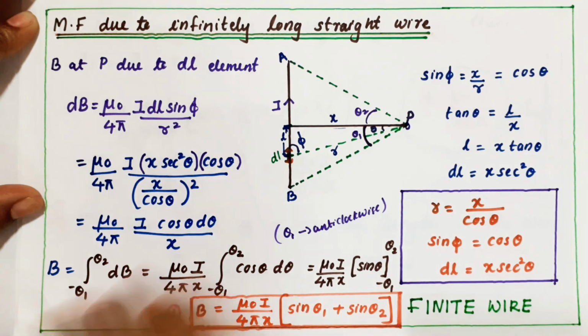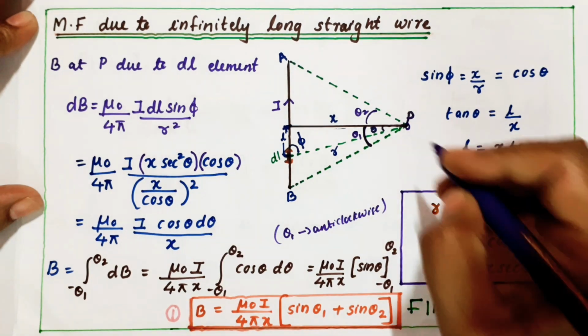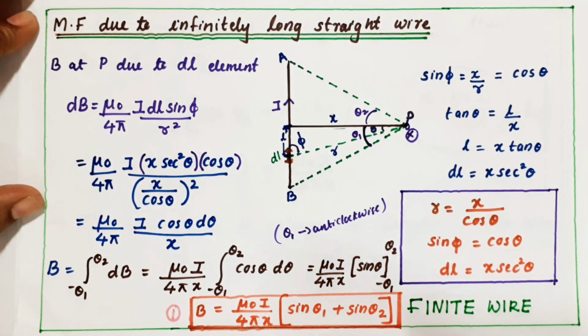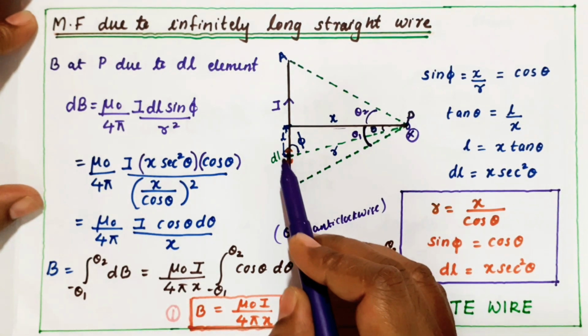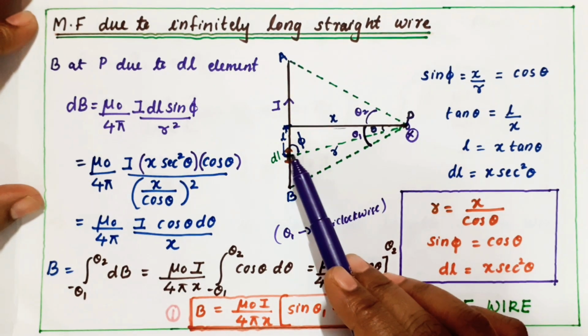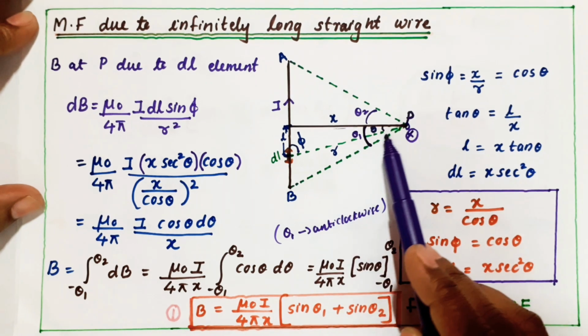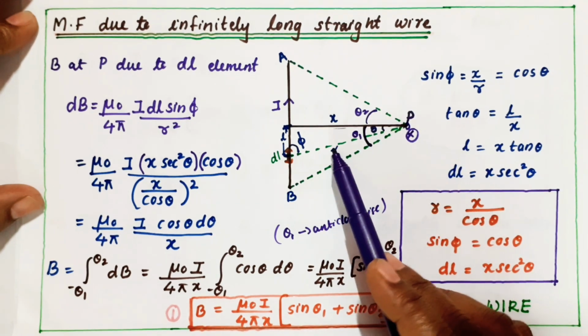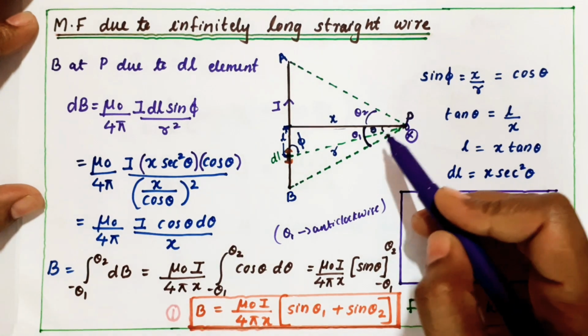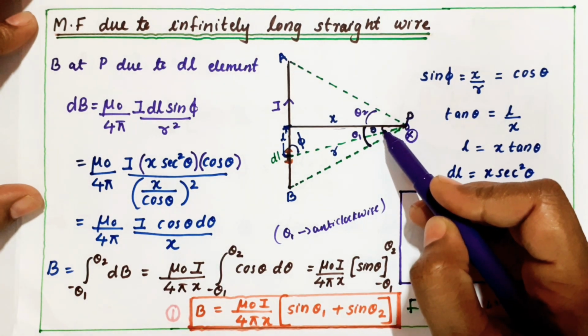According to the right hand thumb rule, the magnetic field here is directed inwards. Now I am taking the small element of length dl here. Next, we connect the element to the point. The distance is r and the angle I marked as phi. And this angle, the angle made here, is theta.